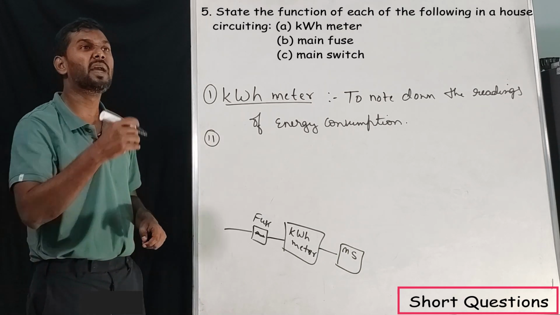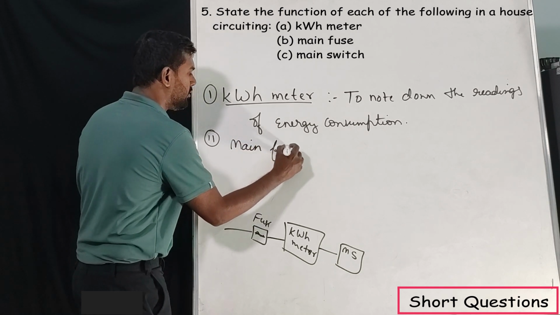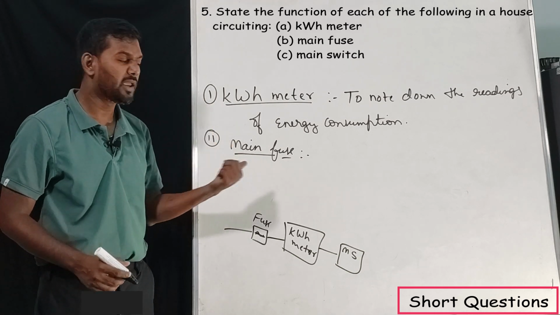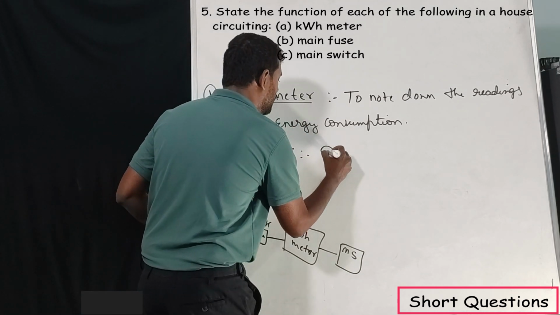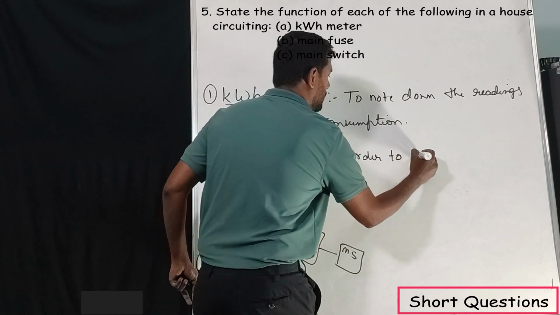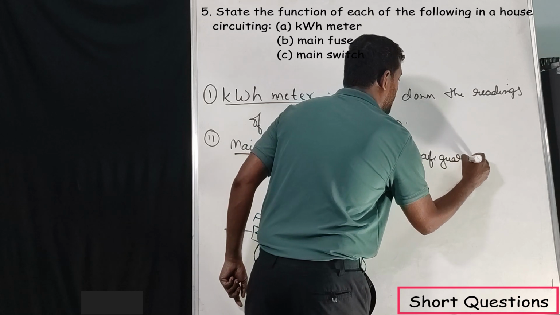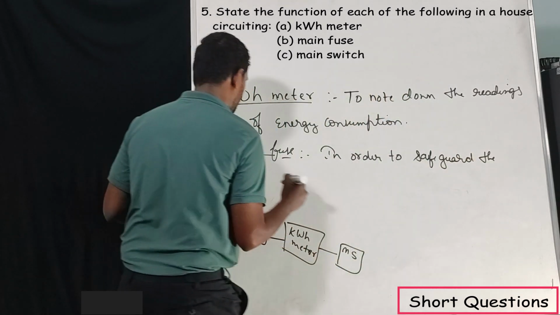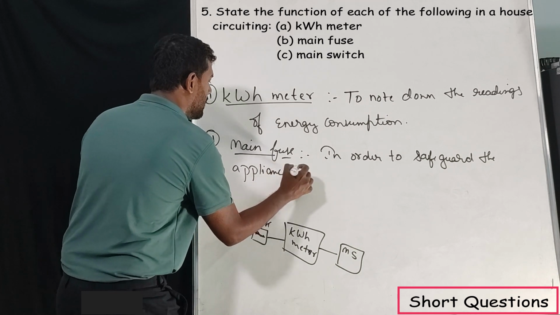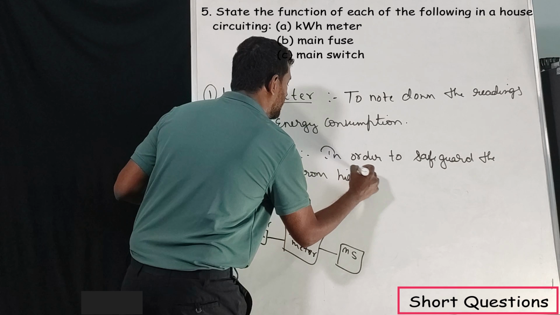Second one, main fuse. Okay, main fuse. See, why we are using the main fuse? In order to safeguard the appliances from high current.